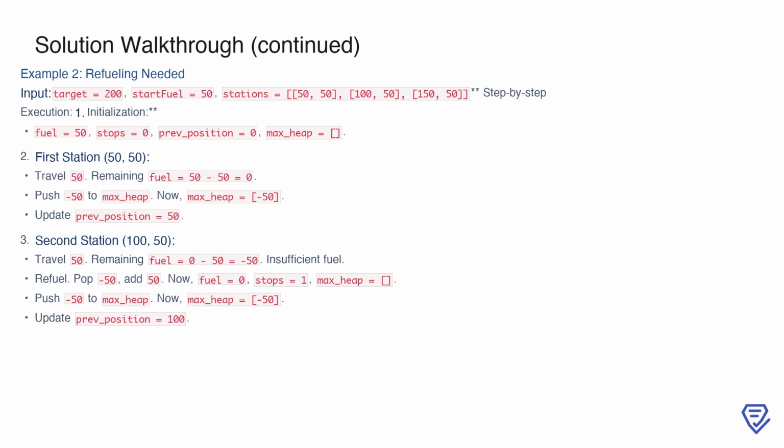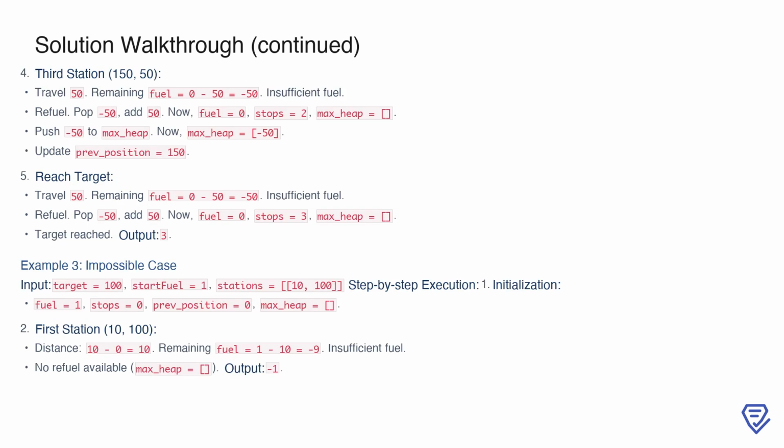Next, we aim for the second station at position 100, requiring another 50 units of fuel. Since our fuel is insufficient, we refuel by popping the max heap, which provides 50 additional fuel. This brings our total fuel back to 0, increases our stop count to 1, and leaves the max heap empty temporarily. We then add the 50 fuel from this station into the heap as minus 50, so the heap again contains minus 50. The previous position is updated to 100.